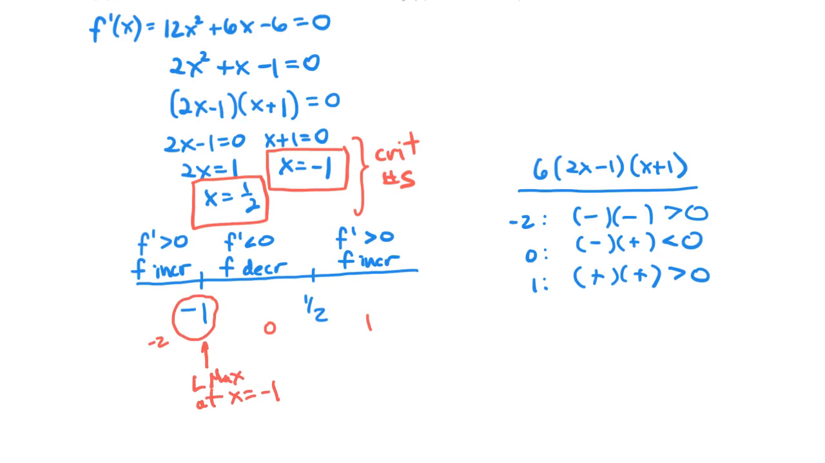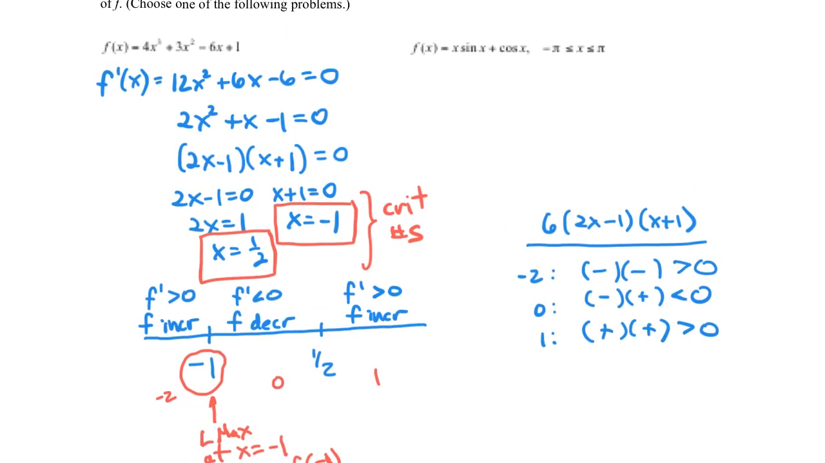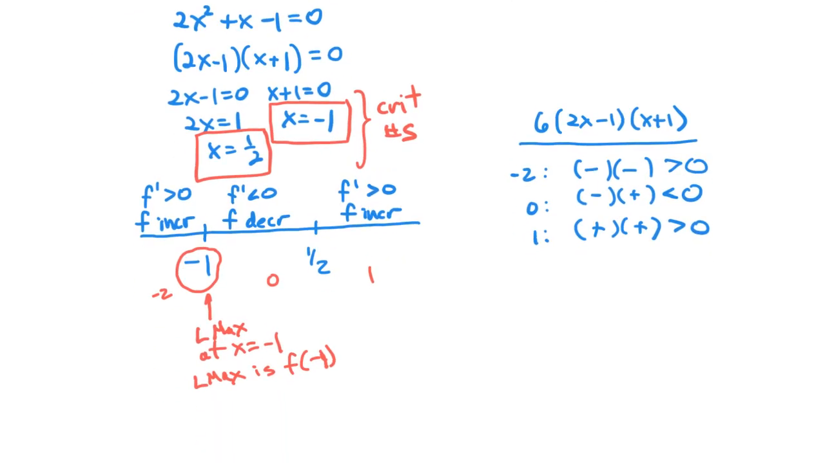To figure out the local max, we have to plug that in. So the local max is f of -1. Again, we put the -1 and plug it into the original function, not the derivative, the original function. So when we plug it back into the original function, we get 6. So the local max is 6.